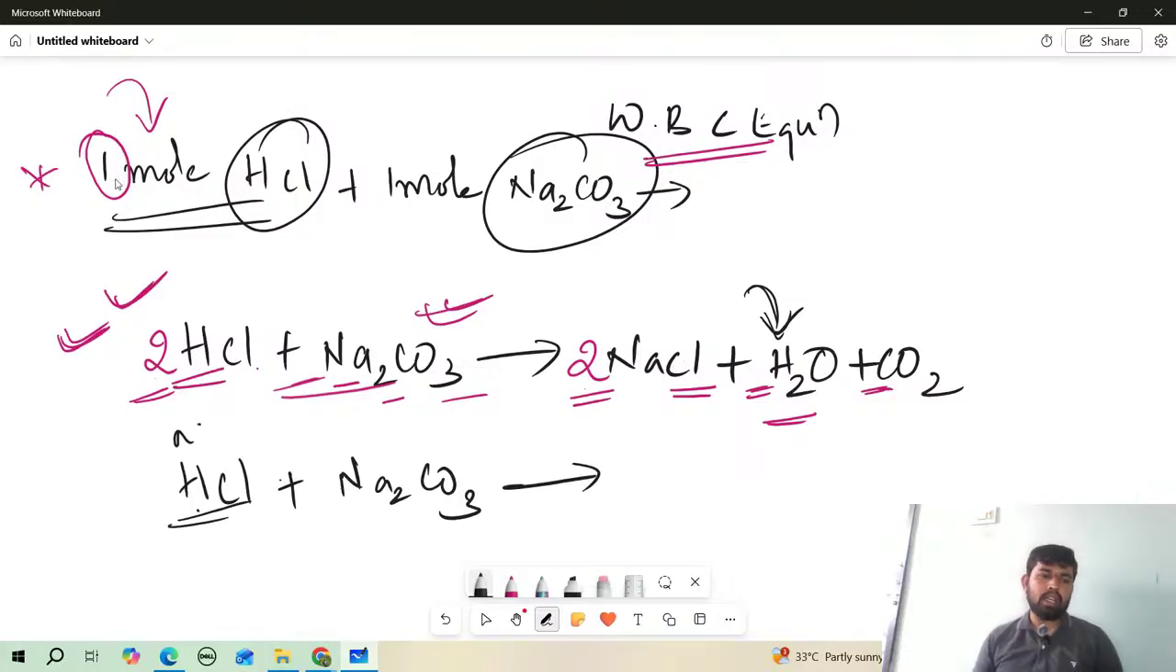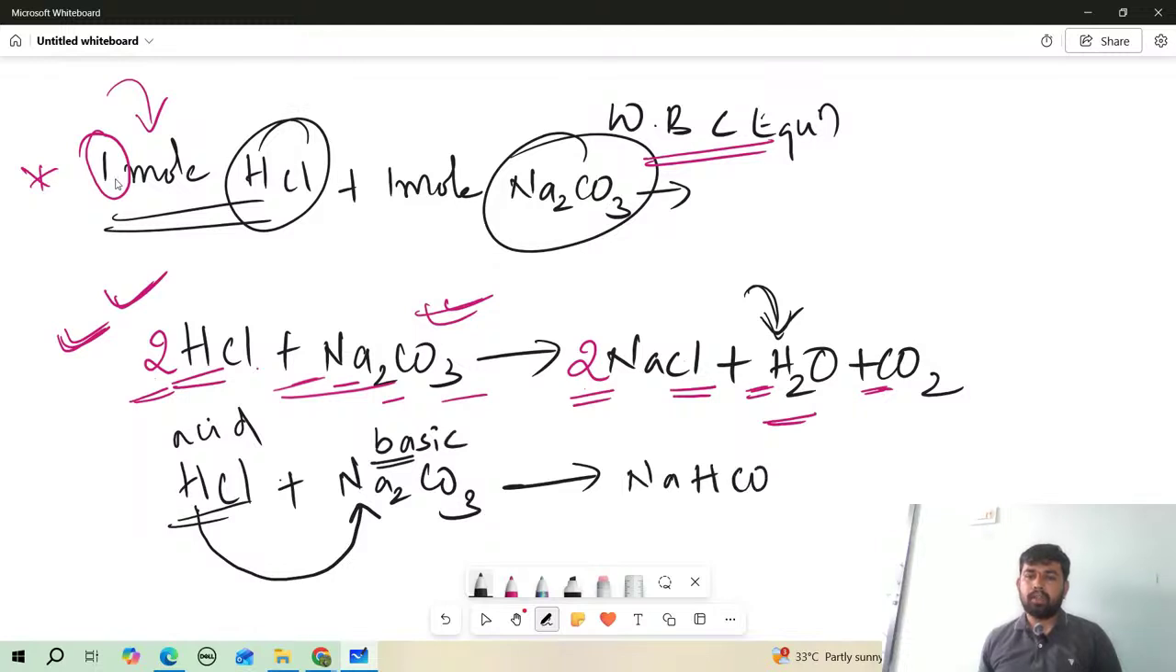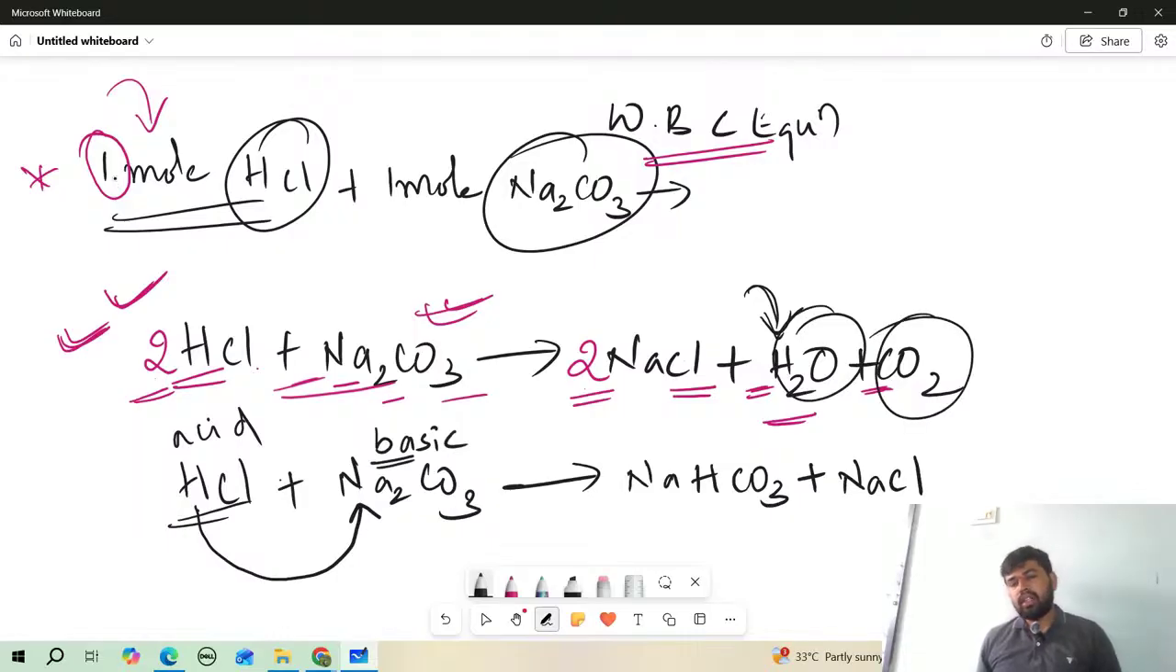You know very well this is an acid, and this is a basic salt, sodium carbonate. One hydrogen can replace only one sodium. As a result, it forms sodium hydrogen carbonate and NaCl. So we are not getting water and carbon dioxide. That's why I should think there.